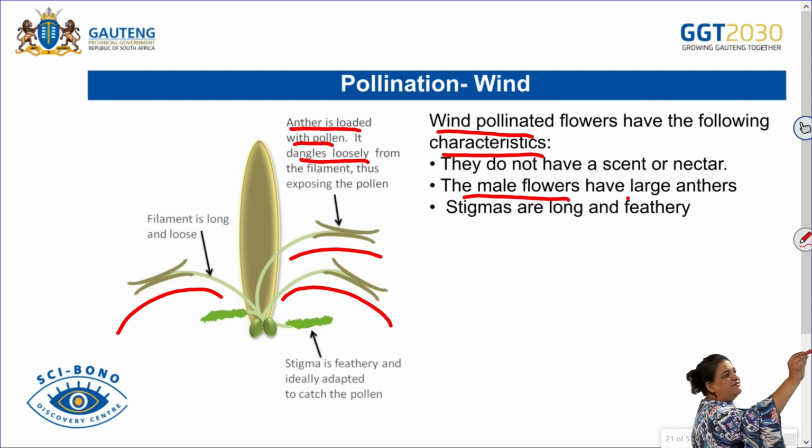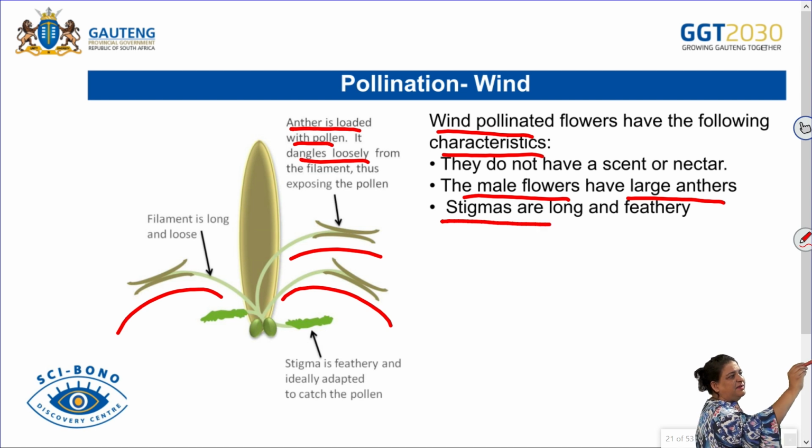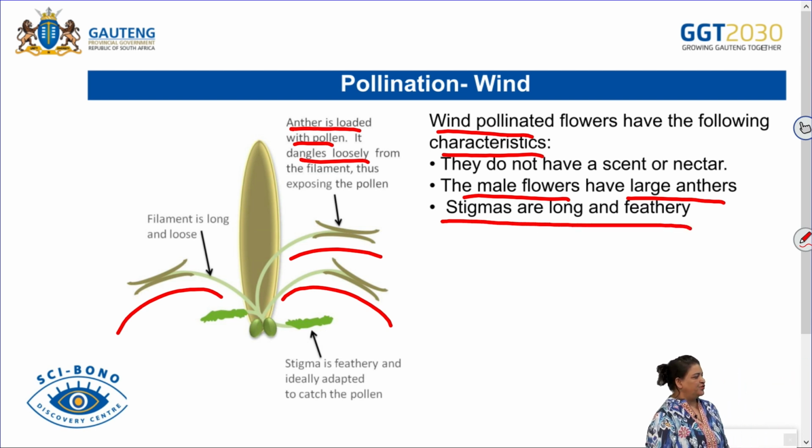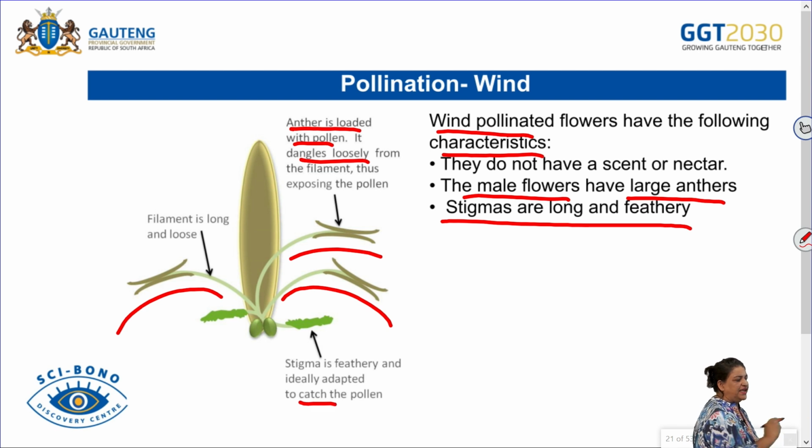The male flowers have large anthers and the stigmas are long and feathery. So you find here is the stigma, for example, of a mealy plant. It's feathery to trap the pollen, right? To catch the pollen, the stigma is feathery. So in the multiple choice question, they can put down a characteristic: long feathery stigmas. So you must know that that one is belonging to a wind pollinated flower. If they say sticky stigma, then you know that is coming from an insect pollinated flower.